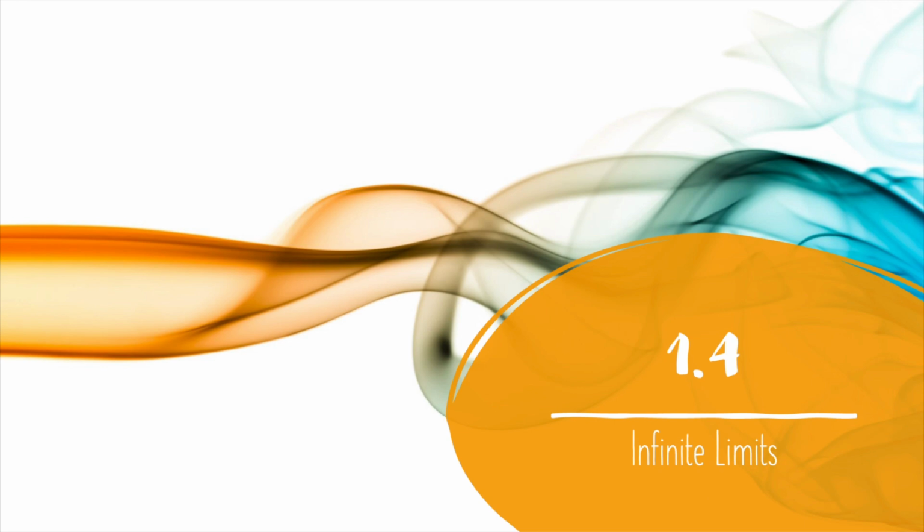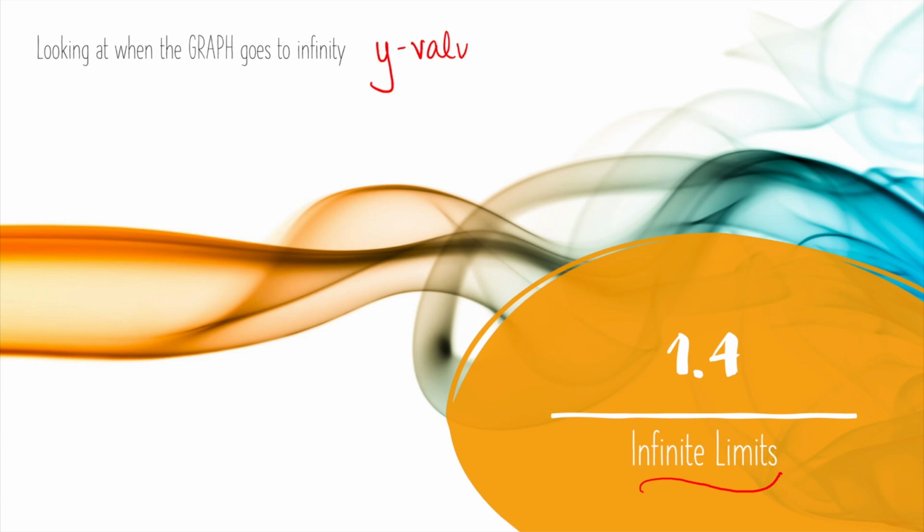Welcome back. We are finishing up Unit 1 talking about infinite limits today. Two kinds of infinite limits. First, when the graph goes to infinity, or we could think about that as y values. And the second type is when the x values go to infinity, and that we're talking about end behavior.